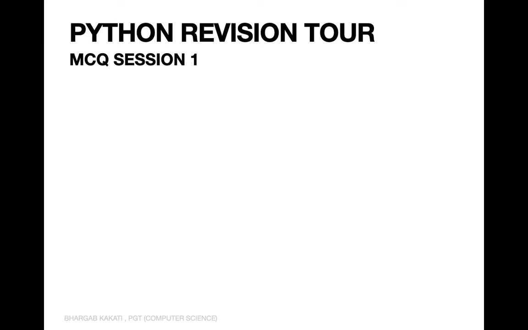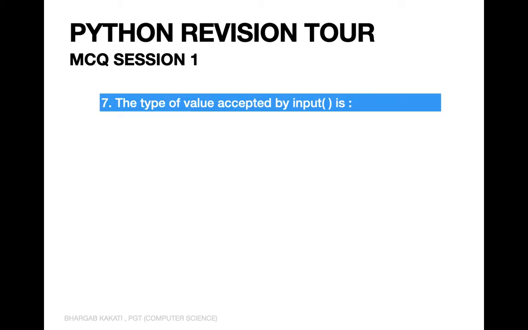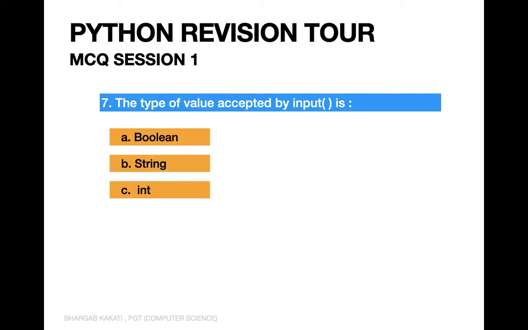Let's move on to the next question, which is the type of value accepted by input function is. So, there is a function in Python known as input function, and it can accept only a specific type of value. What is it? Option A, boolean, option B, string, option C, int and option D, float. And the correct option is option B, string.